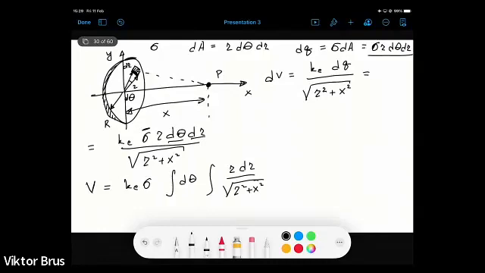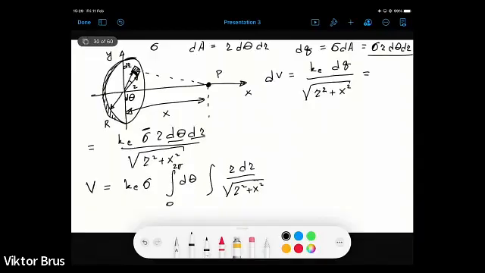Any suggestions in which ranges we will integrate for theta and for r? From 0 to pi and from 0 to R? Yes, you are right. From 0 to 2 pi, so we go all around this circle, and from 0 to capital R, meaning from the center of the disk to its edge. In that case, we will integrate all over the surface of the disk. So the first integral is quite simple.